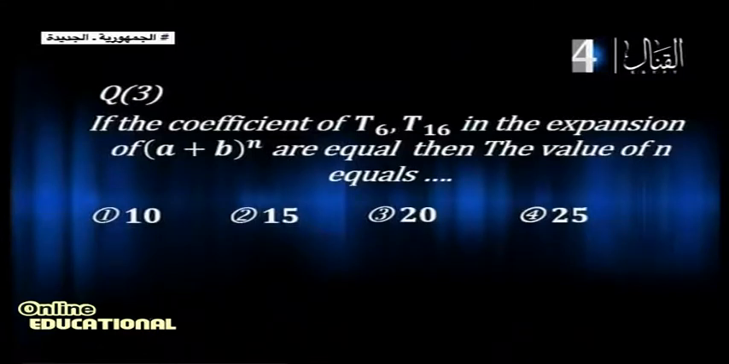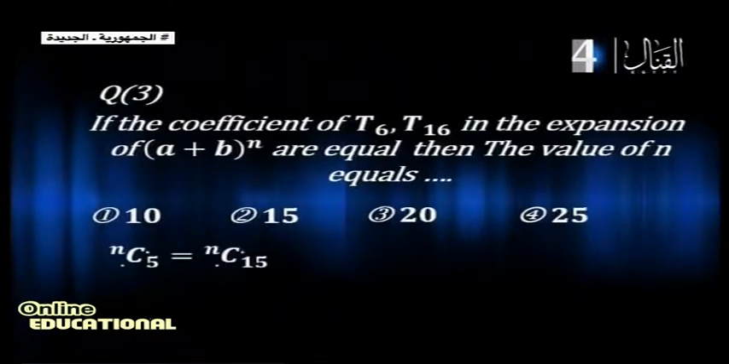Before we solve this example, look at the given. Coefficient of T6 equals coefficient of T16. What do you mean? Coefficient of T6 equals nC5 b power 5 a power n minus 5, and also T16 equals, by the same method, nC15 b power 15 a power n minus 15.